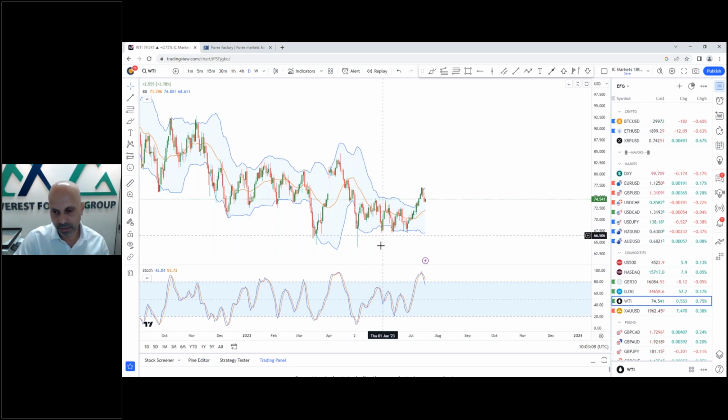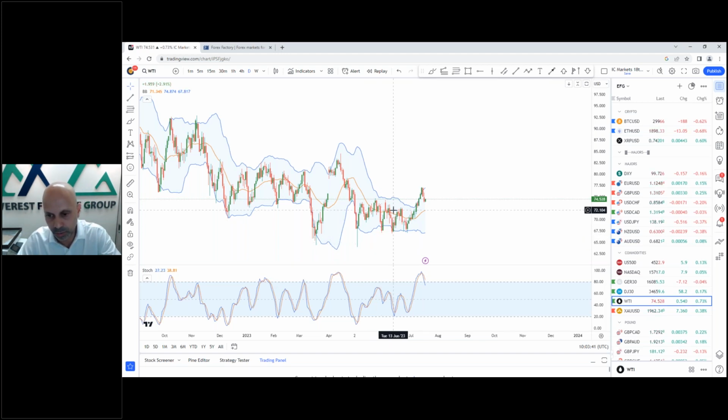In this case, we can see that the stochastic didn't drop below 20, but price was pushing lower. So I probably would have missed this trade, to be honest, because at least on the daily time frame, I would have been looking for at least stochastic to drop below 20 to give me quite significant confidence and conviction that there's a potential reversal occurring, right?